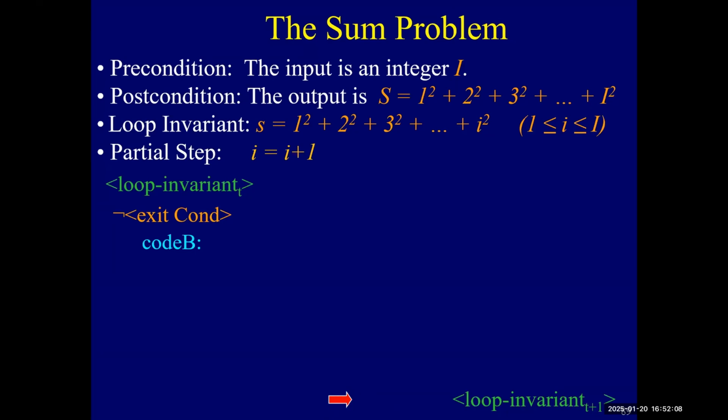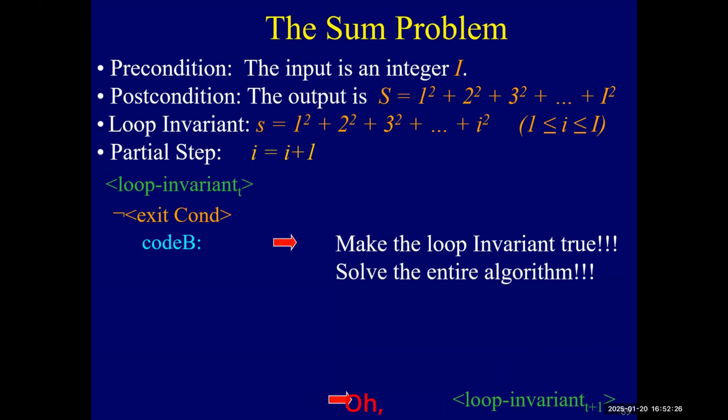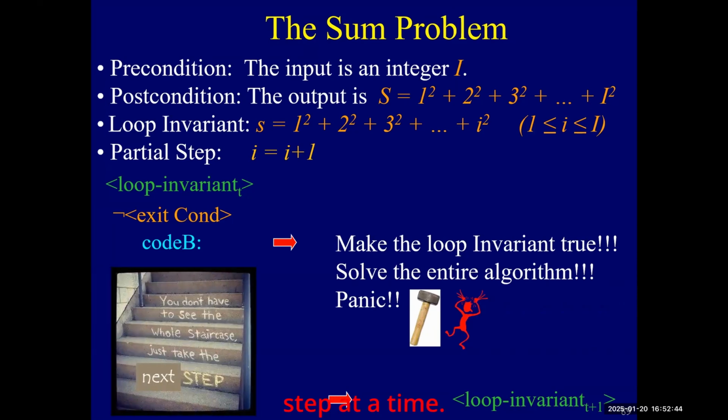First, we want to say from each of these things, what do we know from our code? What do we need to do? We've got to make our loop invariant true. How do we do that? Oh, I don't know how to make the loop invariant true. That's hard. How do I solve the entire program? I panic. And what do you do when you panic? You drown. All right, don't do that. One step at a time.